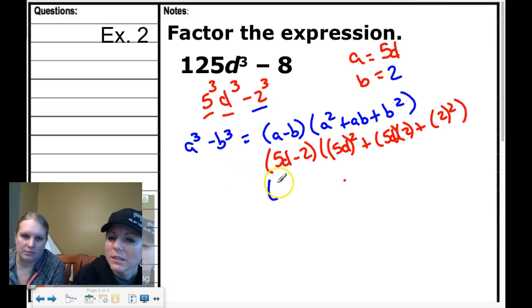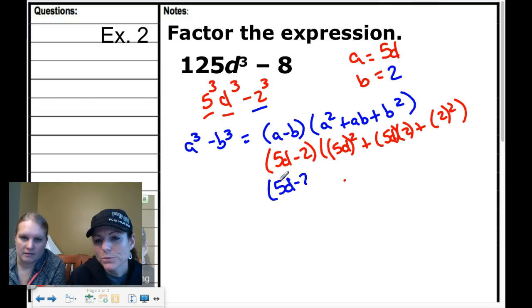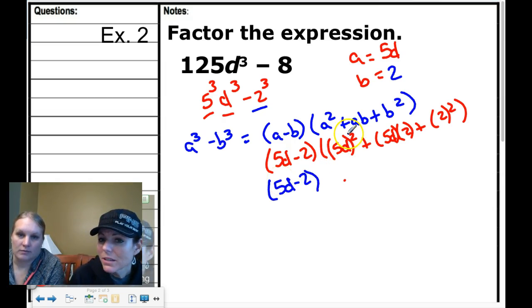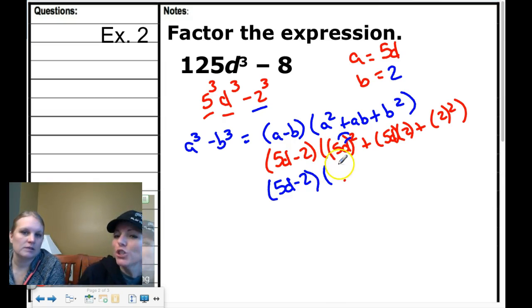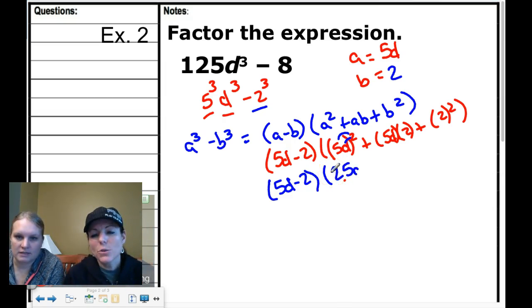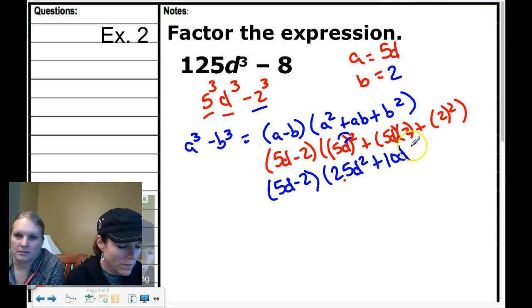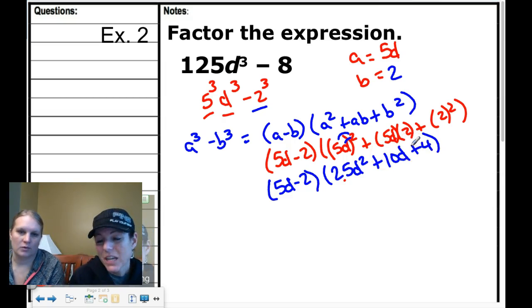So this we just bring down, right? 5d minus 2. Then we got to distribute this to both. Notice how Miss Boyd did that. She can do that because there's not a plus or minus sign between it. So 25d squared plus 10d plus 4. And we're done.